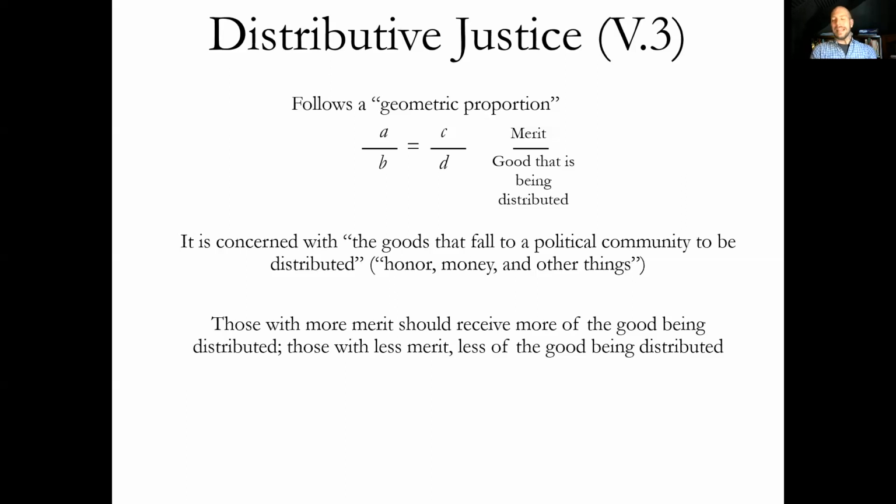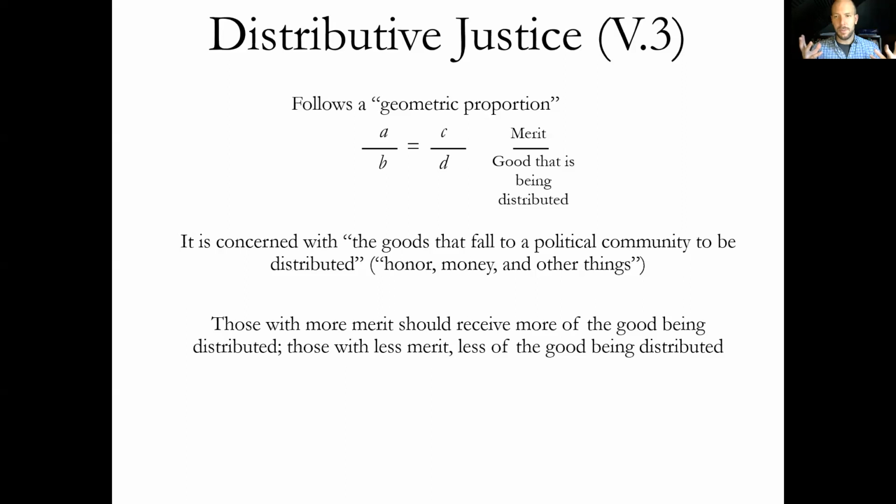And so one implication of his view is that strictly speaking unequal distributions of goods can in fact be just. Why? Because the merits of the people who receive the goods might be different. And so if I have less merit, I should receive less of the good. If you have more merit, you should receive more of it. That means you receive more, I receive less.